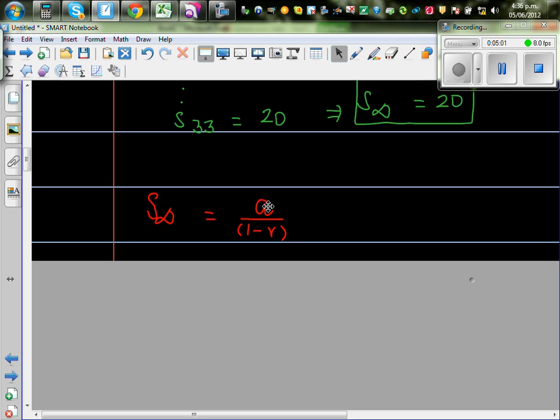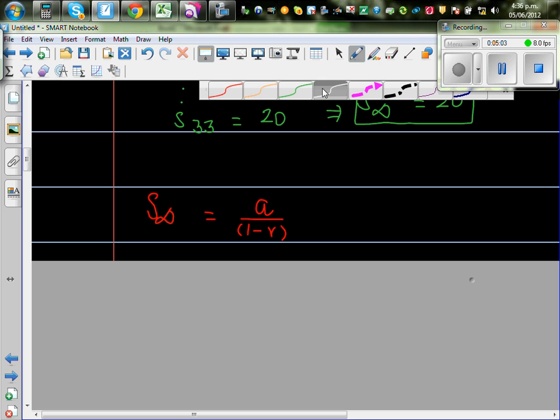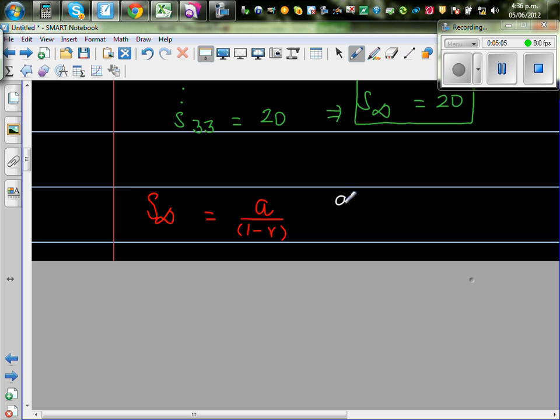S infinity is A divided by 1 minus R, where A is your first term and R is the common ratio.